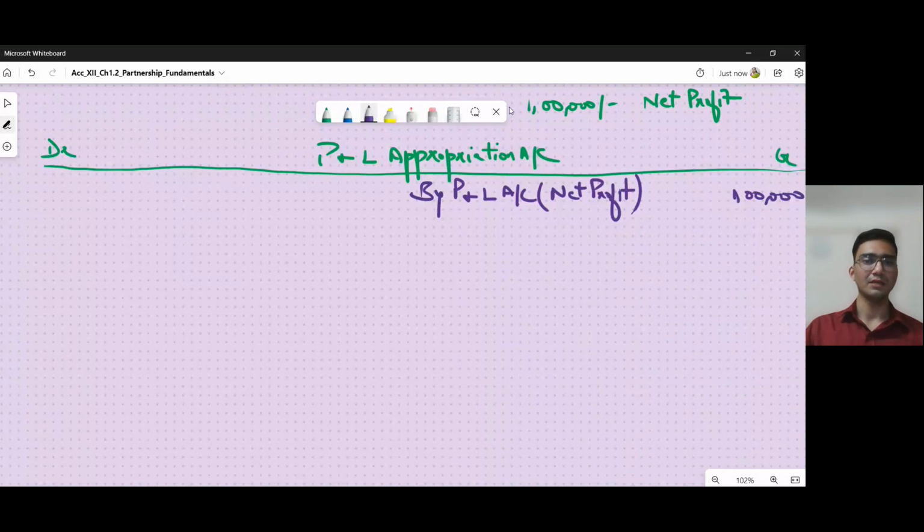This again we are making in terms of the firm. So in terms of the firm, what is it? Interest on drawings. Interest on drawings for the firm is an income. So we will write it on the credit side. The second item which we will write will be interest on drawings.